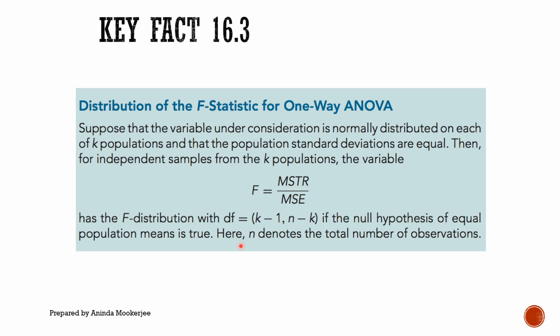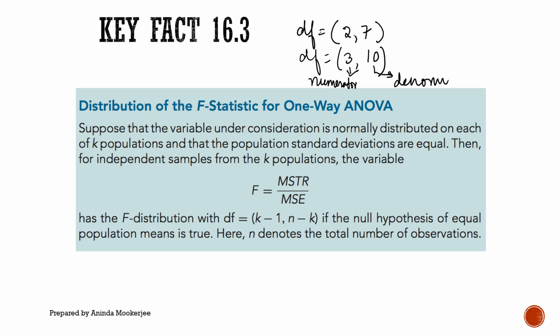Remember when we were talking about the F distribution at the beginning of this chapter, we saw that the DF of those curves had two parameters, correct? There was the DF with two parameters, maybe 2,7 or maybe 3,10 and so on, right? And we said the first one is called the numerator parameter and the second one is called the denominator parameter of the DF.